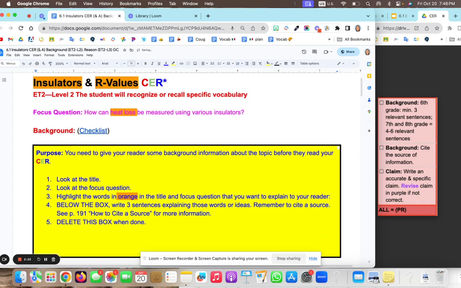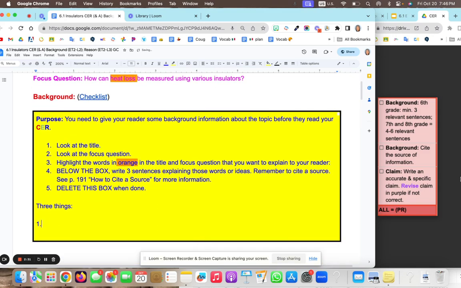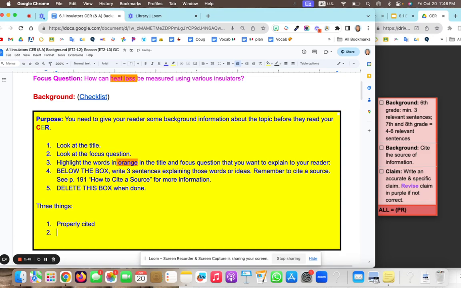The 3 things that I'm going to be grading you on is, 1, did you cite the source? So you have to have properly cited information in your background. It could be from the ISN, or you could have looked at something else, like the internet. We have information about how to do that on page 190. So one thing I'm looking for is that you have cited a source and you've done so properly.